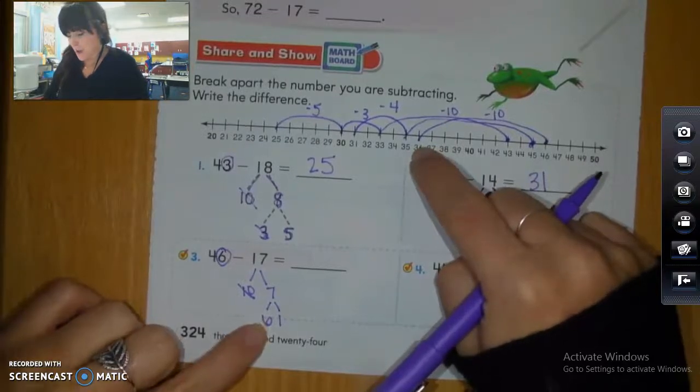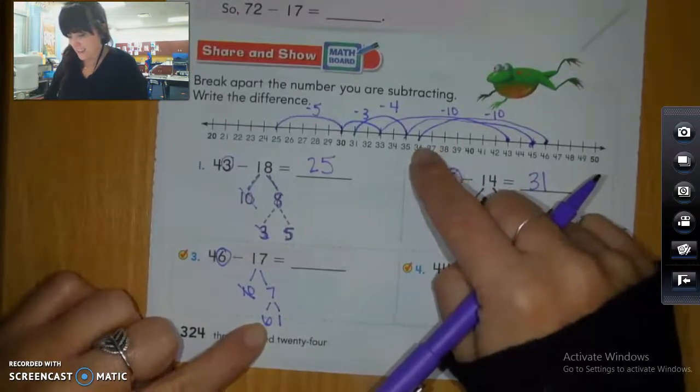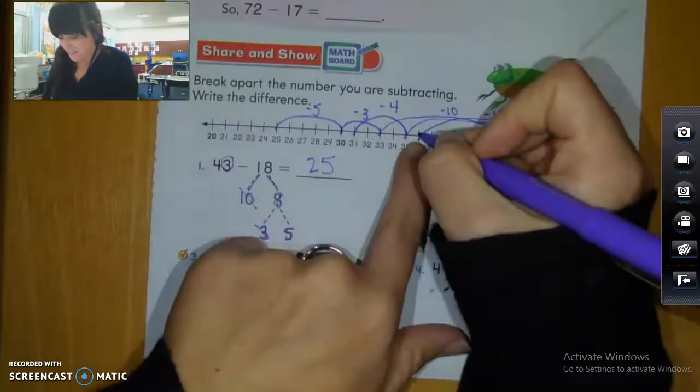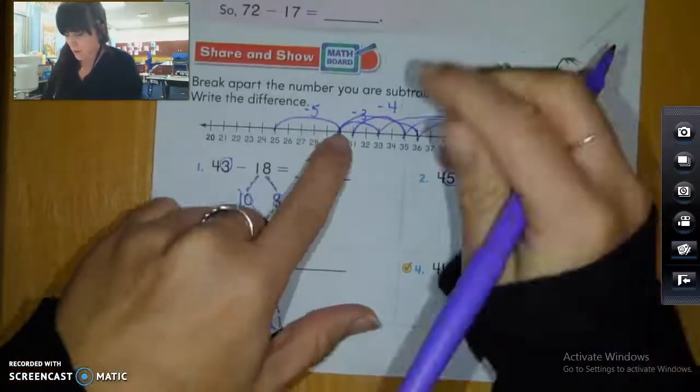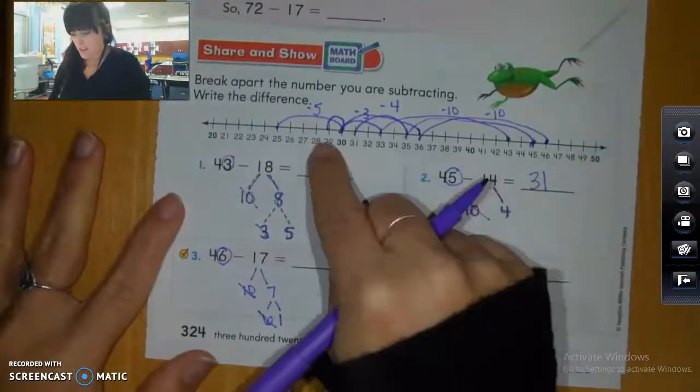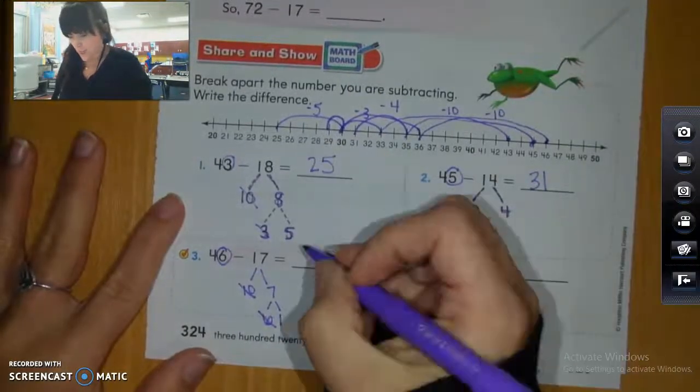So we're at 36. We're then going to take away 6. And I know that 36, if I take away 6, will get me to my next even 10, which will be 30. And then we need to take away one more. So my answer is 29.